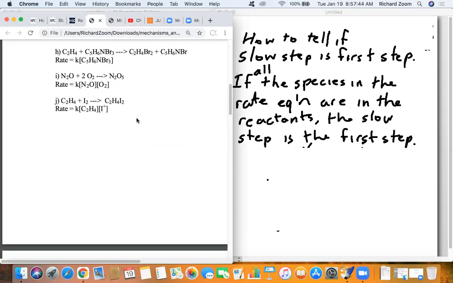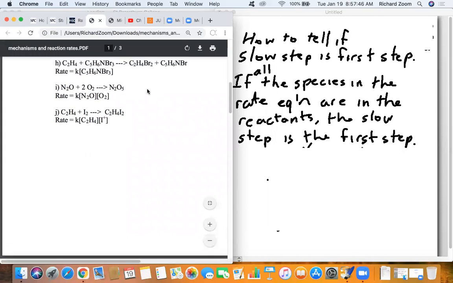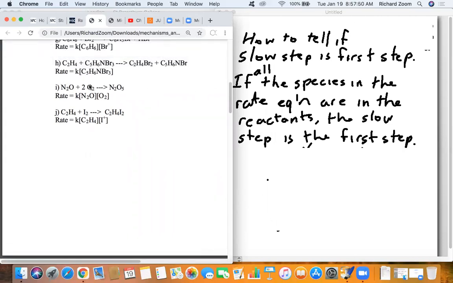All right, let's look at H. Slow step, first step. H.